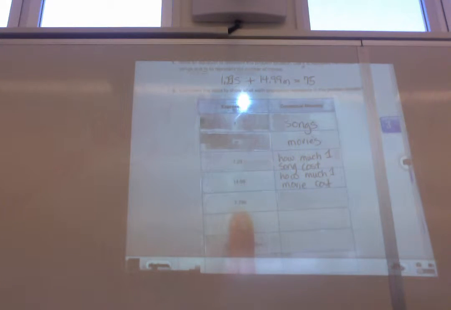Okay, what does that represent? Cost per song, but that's going to be the amount of money that she's spending on songs. It'll be a different amount if she's buying one song.